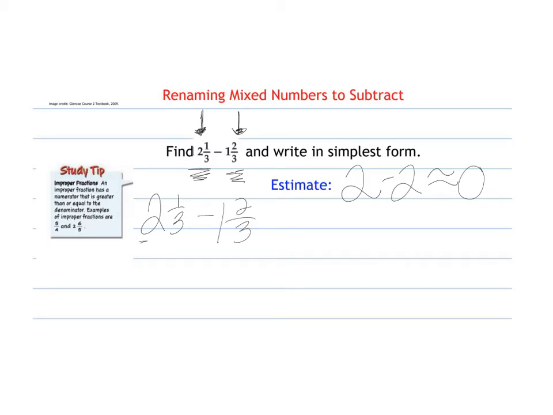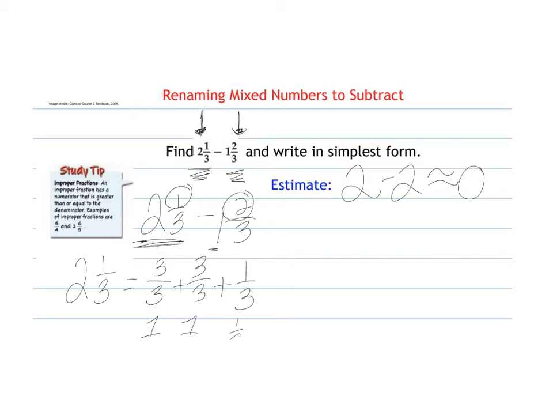We can see I can do the 2 minus the 1 and get 1, but then if I look at my numerators, I can't do 1 minus 2. It gets me in the negatives, and that doesn't work as far as subtracting our mixed numbers. So what I'm going to do instead is rename 2 and 1/3. Basically, 2 and 1/3 is the same as 3/3 plus 3/3 plus 1/3. It's just that this is a whole, this is a whole, and this is 1/3.